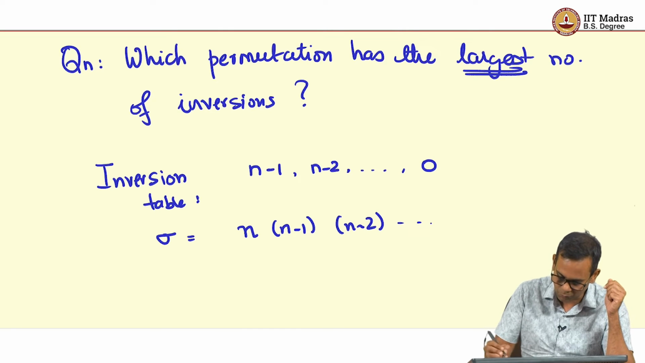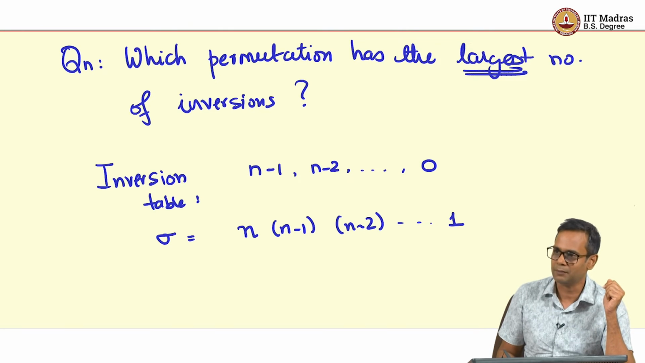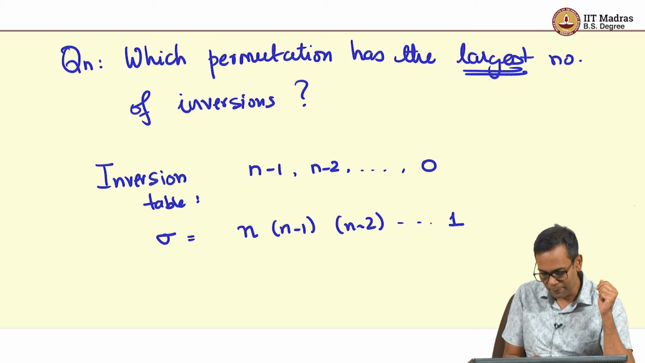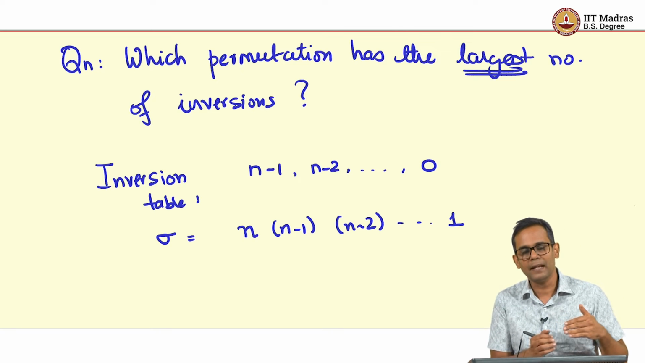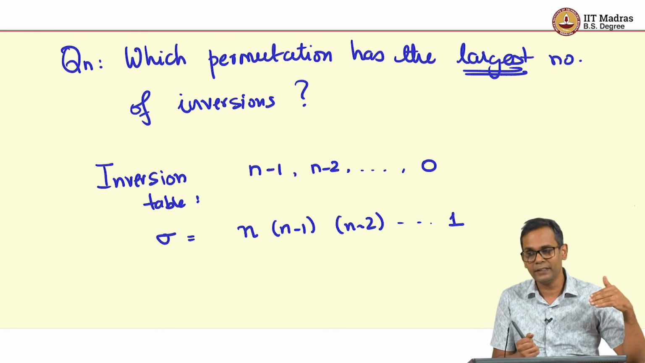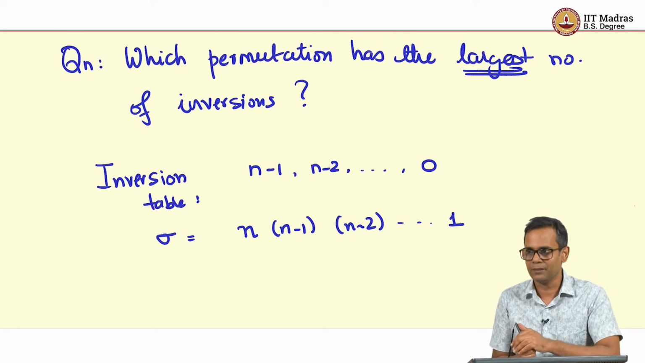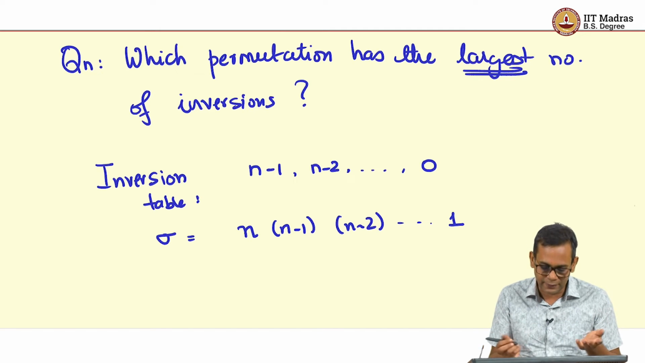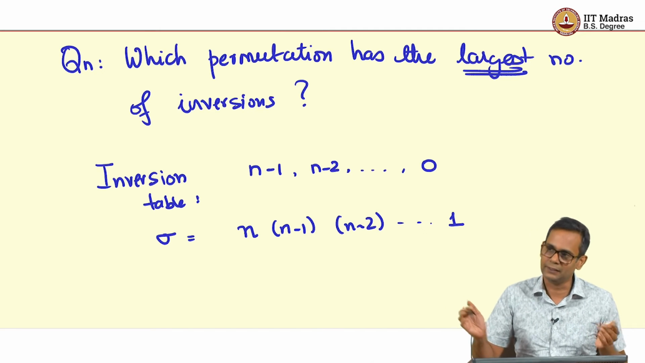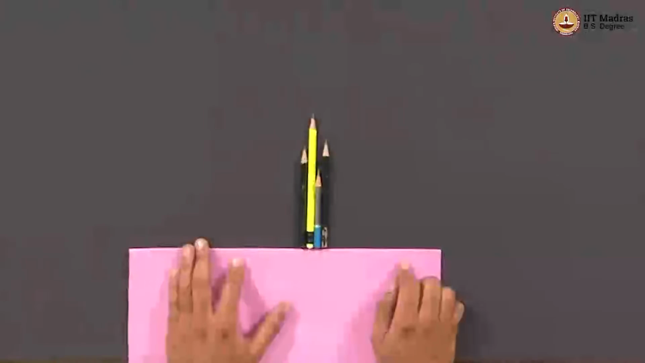You will add each smaller number to the right of the previous numbers, and the permutation you get is the one where the elements of 1 to n are arranged in decreasing order, sort of the other extreme of the identity permutation where they are all arranged in increasing order. Here is a simple sorting situation.